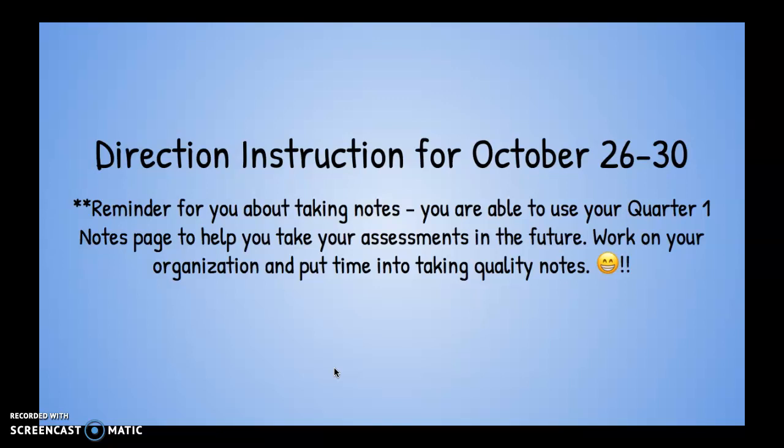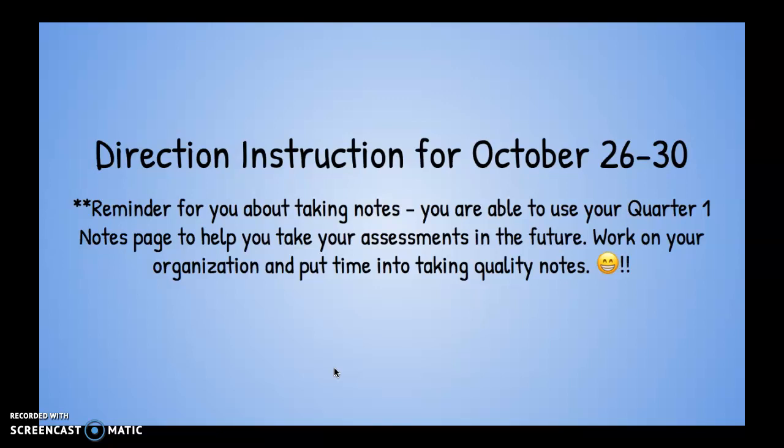I'm really trying to teach you that when you take notes, they're valuable because you can come back to them as a tool. So you're going to be able to use your quarter 1 notes page to help you take future assessments. If it's in quarter 1, right? If we're doing an assessment from quarter 2 and all of your notes are from quarter 2, then you'll be using them from your quarter 2 notes. Work on really trying to stay organized and put time into taking quality notes.